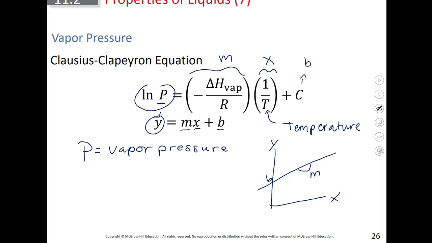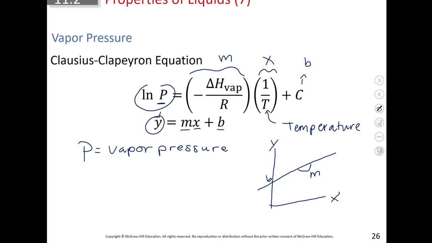Now what's R? Where have you seen R before? Chapter 10. What was R in chapter 10? It's a constant, right? The gas law constant. So that was the ideal gas law constant. And when we did this in chapter 10, we had a table of all the possible values of R depending on what our pressure was in units of. So we usually use pressure in units of atmosphere, so R was 0.08206 liter atmosphere per mole Kelvin.